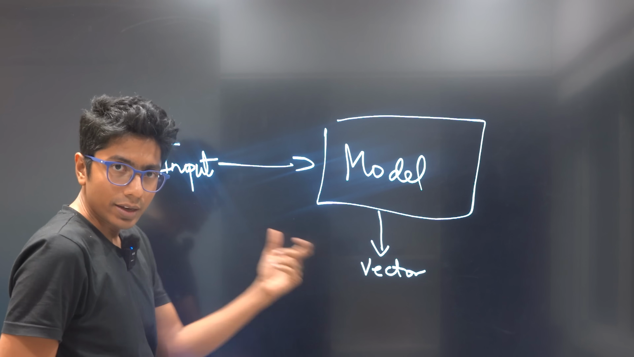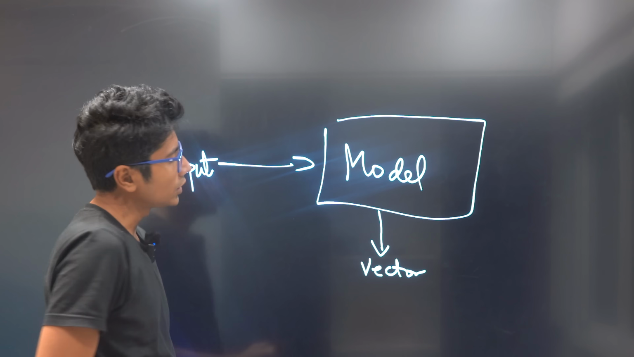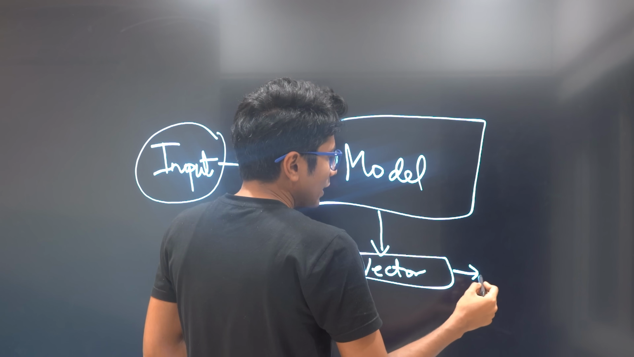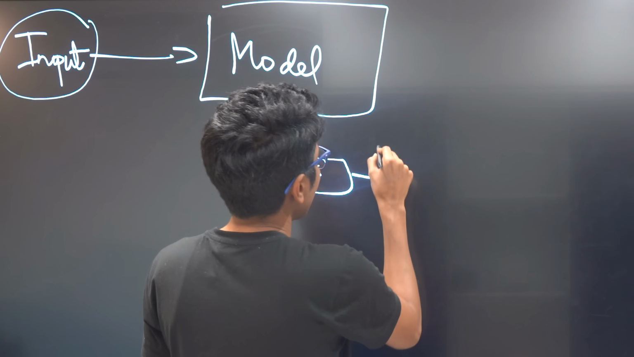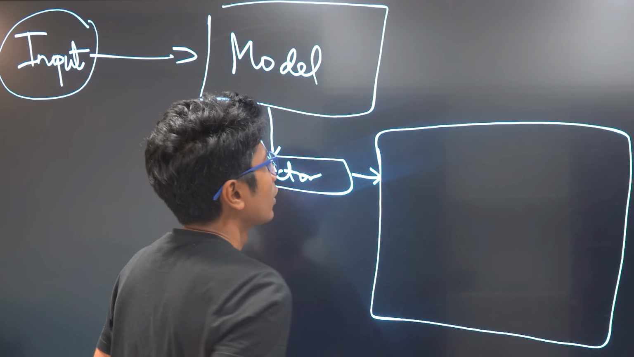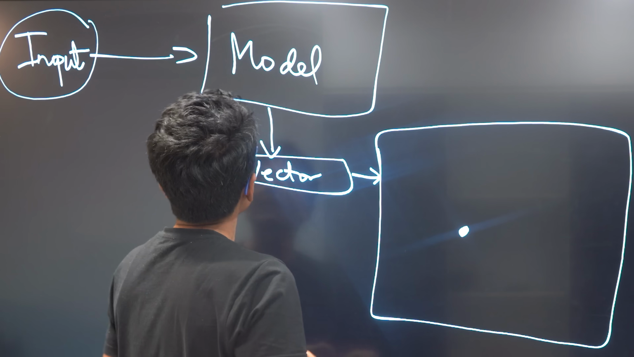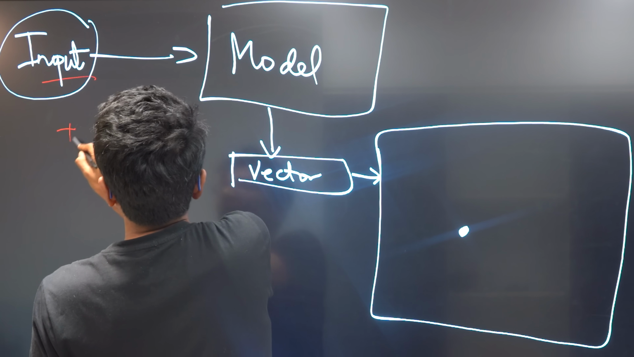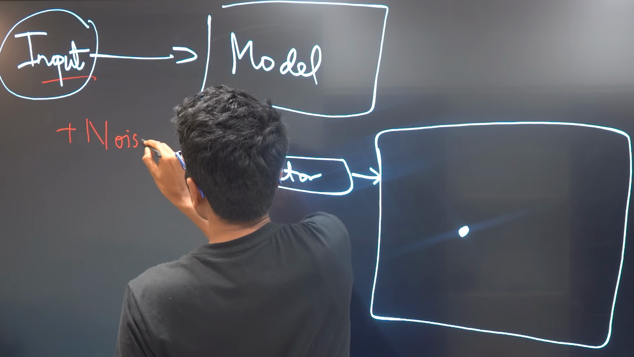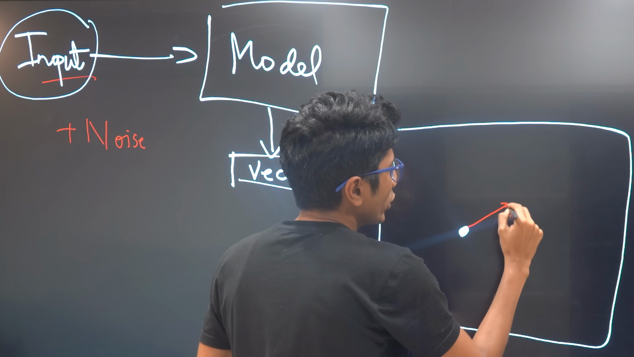So if it's an image, it will be an image vector. If it's a video, it will be a video vector, and so on. The vector then is basically a mapping in an n-dimensional space. The model takes the original input and then adds some noise to it, which takes the vector to a new position.